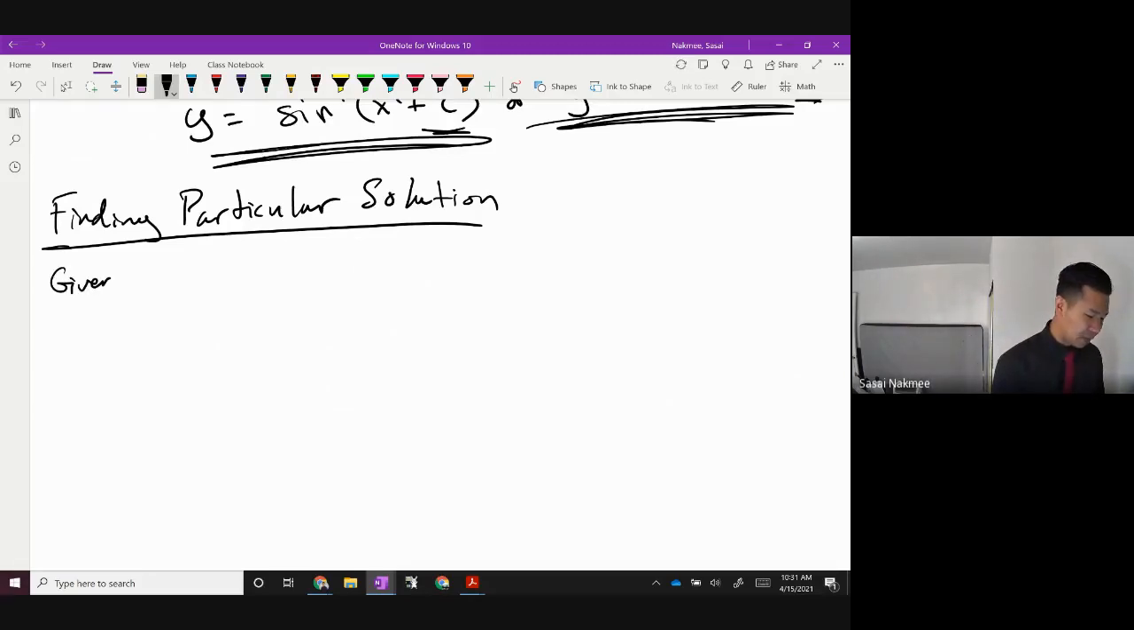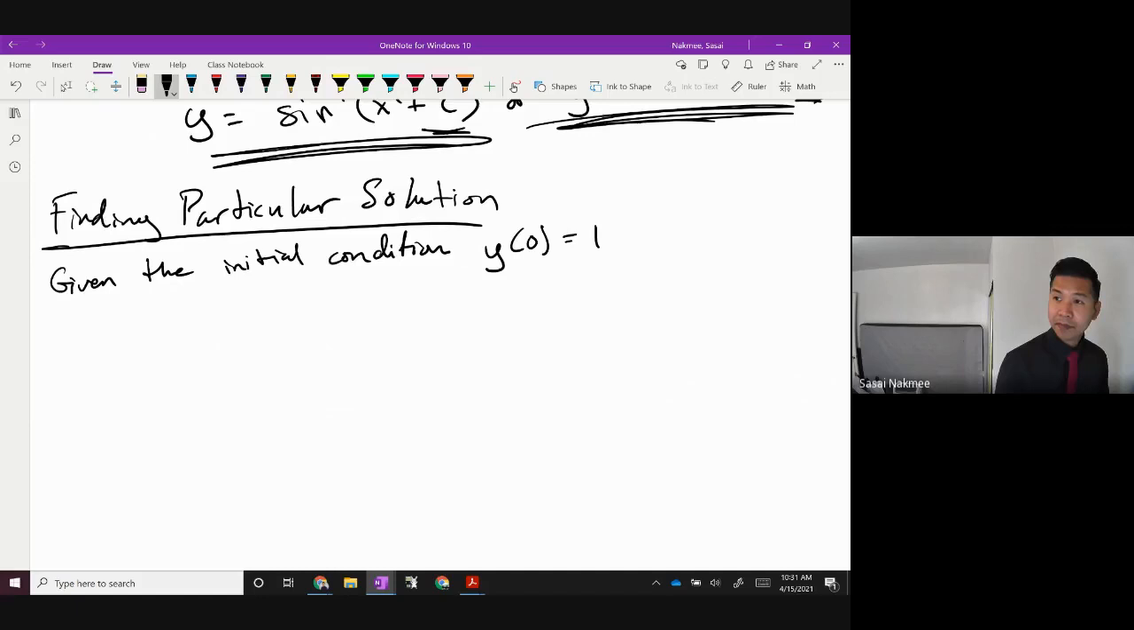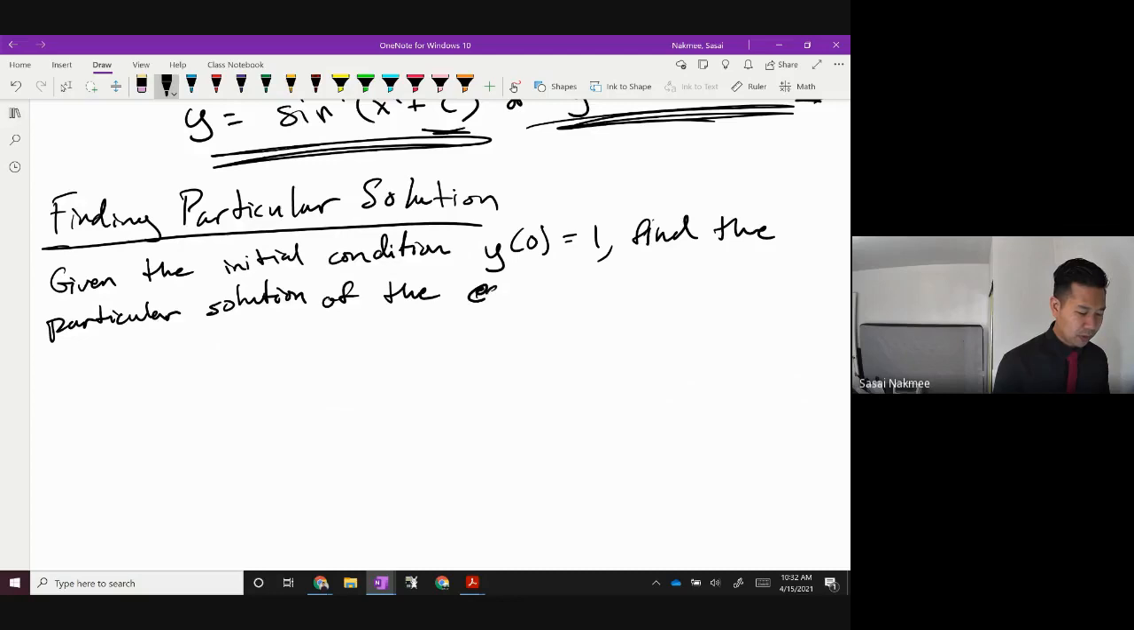I don't actually think I have enough time to finish this, but it's kind of important. Given the initial condition, y of 0 equals 1, find the particular solution of the equation.